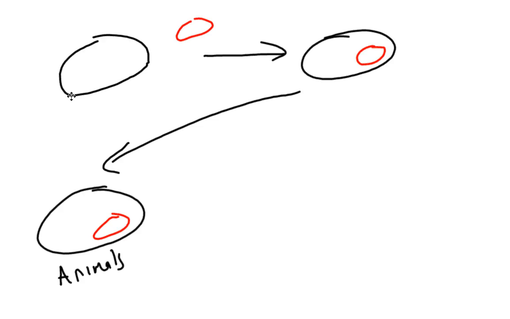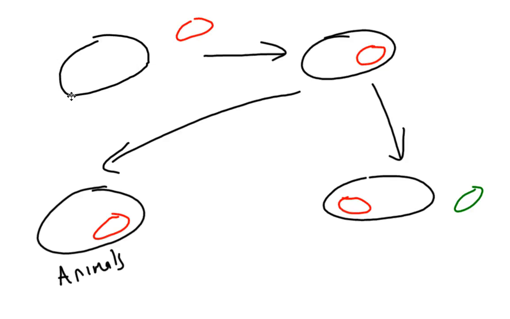Well, let's say that this cell has this red thing in it. Well, it finds a little green life form, and this little green life form is able to do photosynthesis. Well, it's going to eat that, and it's going to use its machinery in order to do cellular respiration. So now this organism does cellular respiration, but can also do photosynthesis with a little green organism. And so this is going to be the precursor to the first plant cells.